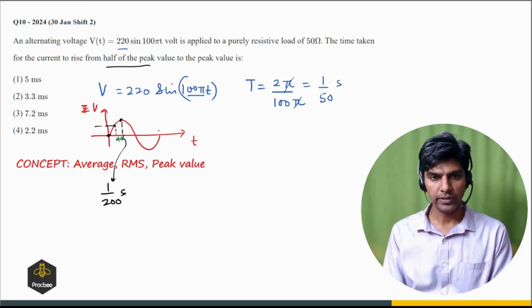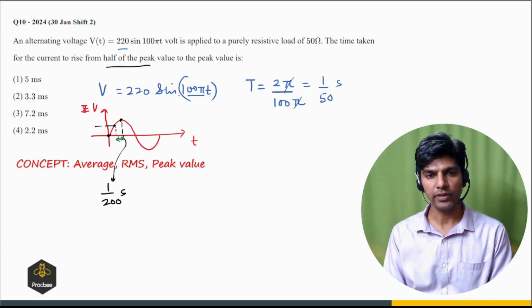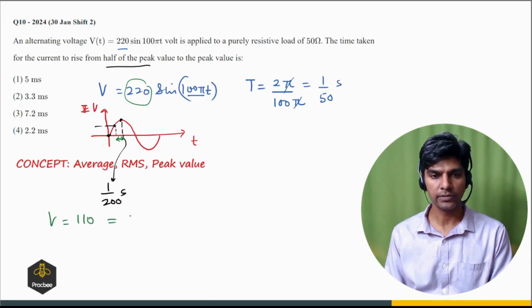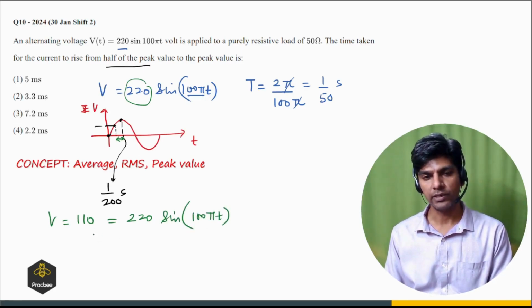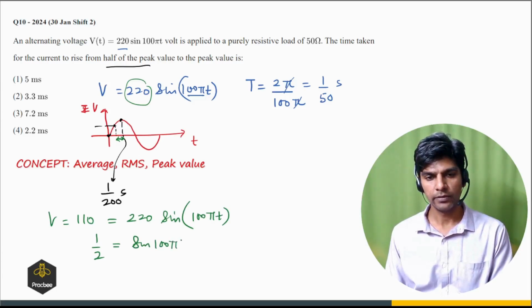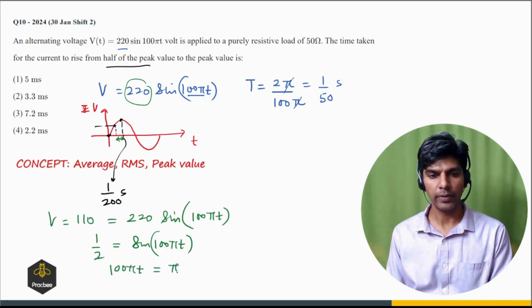Let us see what is the value of t when voltage is half of the peak value. This is the peak value. So when V is 110, we can say 110 equals 220 sine 100 pi t. So it will give us 1 by 2 equals sine 100 pi t. So 100 pi t is nothing but pi by 6, because sine pi by 6 is 1 by 2. From this t comes out to be 1 by 600 seconds.